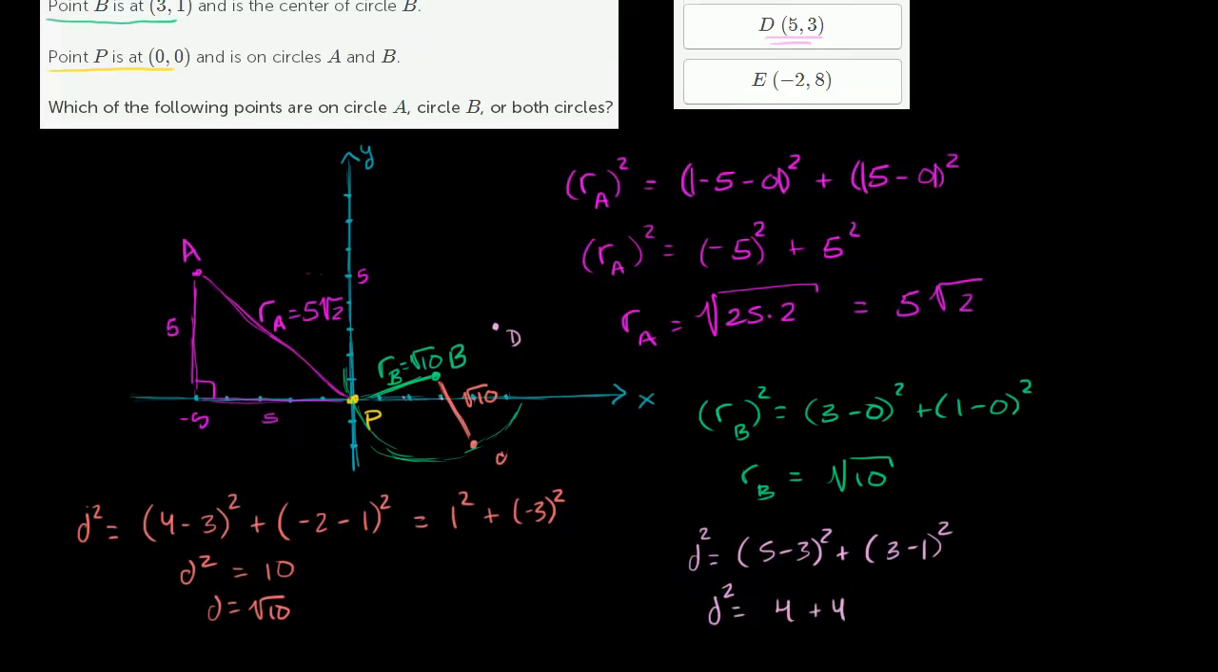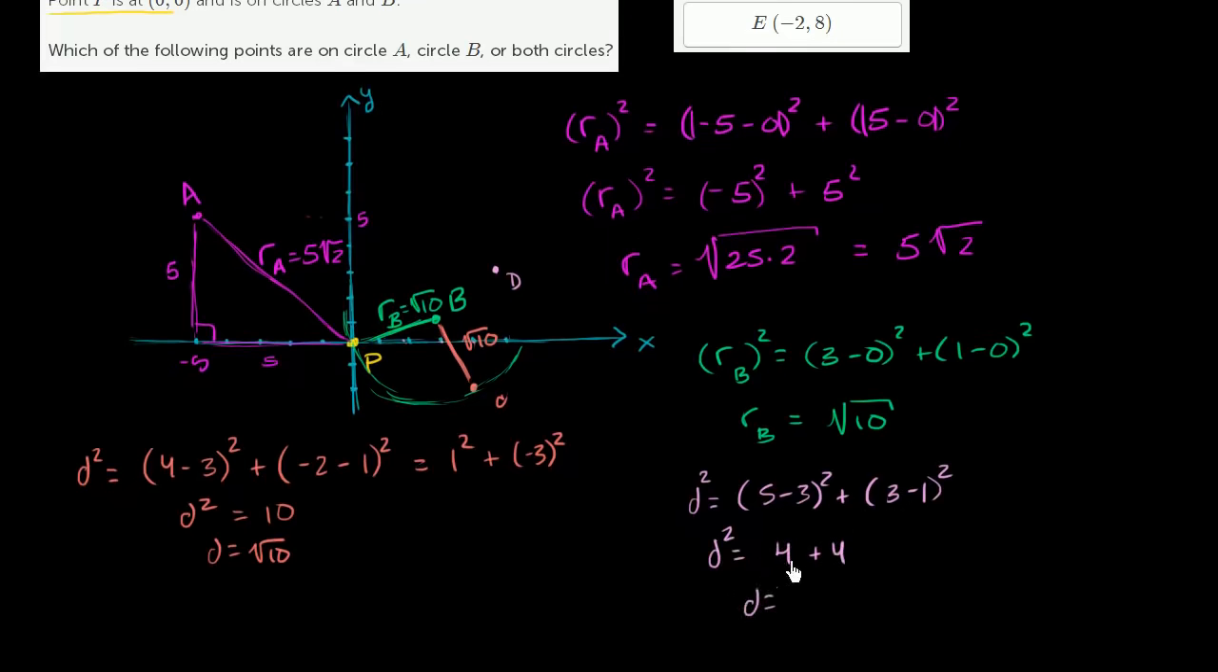So our distance is going to be equal to the square root of 8, which is the same thing as the square root of 2 times 4, which is the same thing as 2 times the square root of 2. Square root of 4 is 2, and then of course you just have the 2 left in the radical. So this is a different distance away than square root of 10. So this one right over here is definitely not on circle B. And just eyeballing it, you can see that it's not going to be on circle A. This distance is much further than 5 square roots of 2.